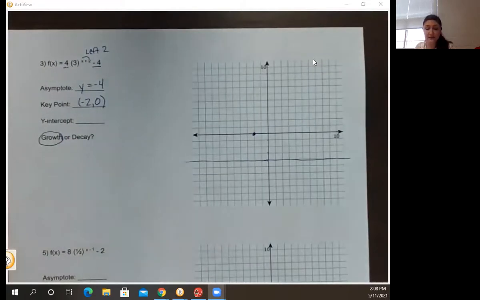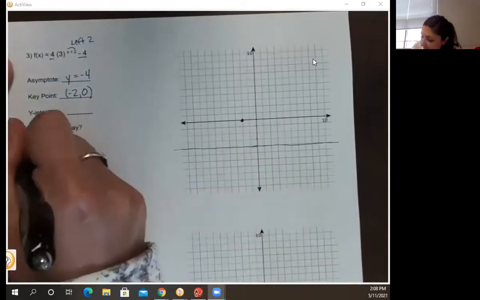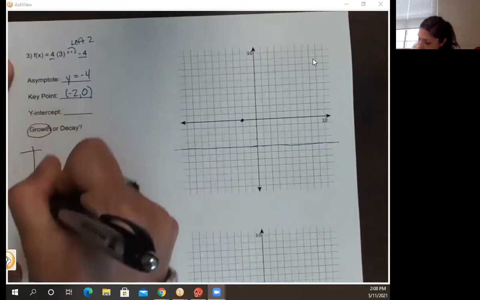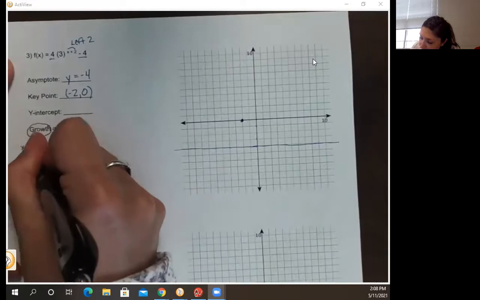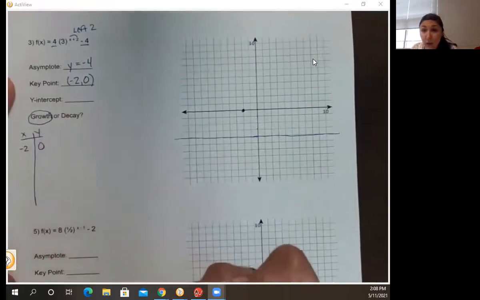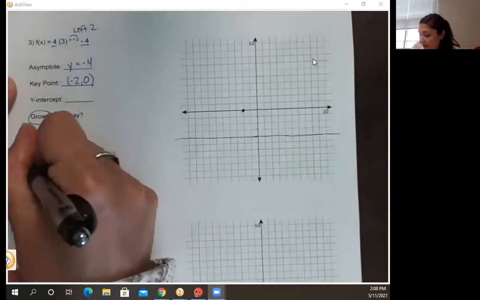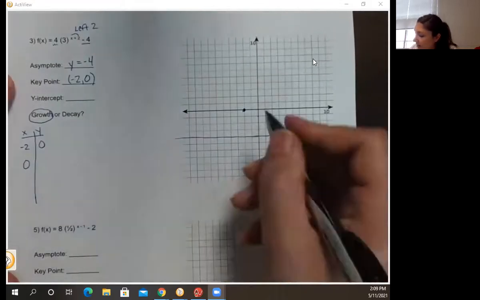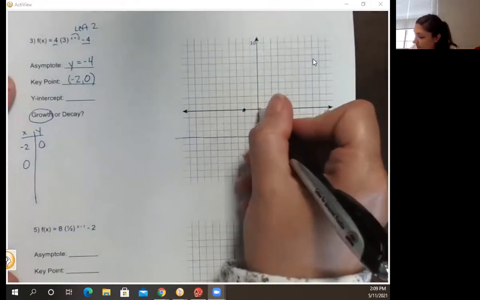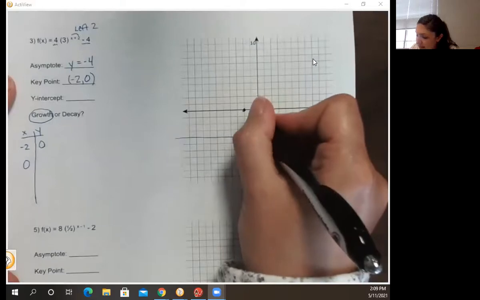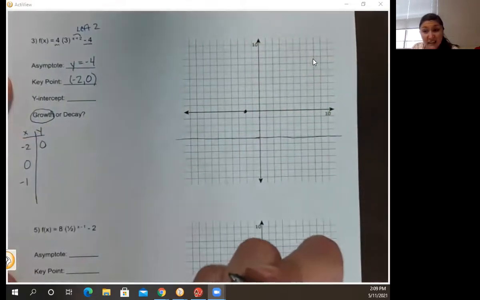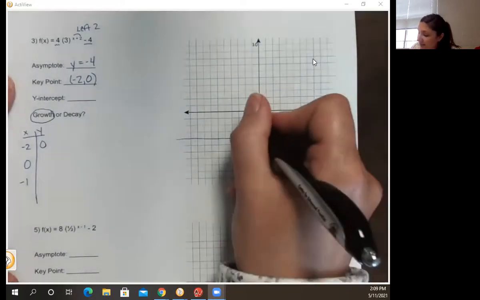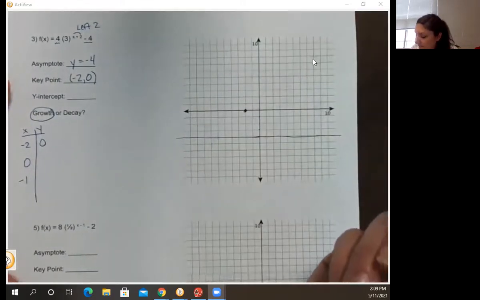This time my key point is an x-intercept. To find my y-intercept and some more points on my graph, I'm going to make a table. So I already have the point -2, 0. I want the y-intercept. That means I need to plug in 0 for x. And then I have this point. I'm going to find the y-intercept. Let's plug in -1. Again, you can plug in anything that you want. I'm going to try and plug in stuff that's pretty close to my key point.